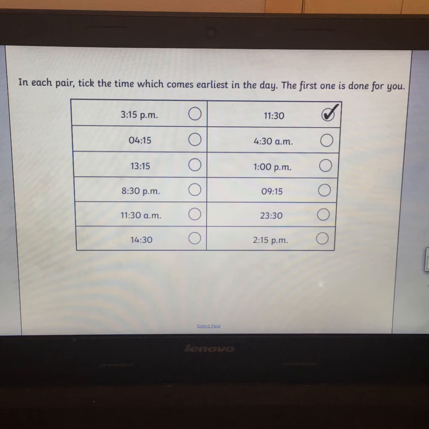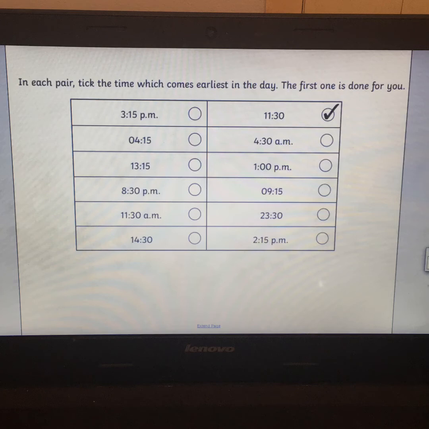Okay, last little challenge for today then. So in each horizontal pair, can you tick the time that comes earliest in the day. The first one's done for you. So the first one, we know that 11:30 is going to be in the morning. We know that 3:15 p.m. is in the afternoon. So we know that 11:30 would come first. Right, pause the video and let's have a go.